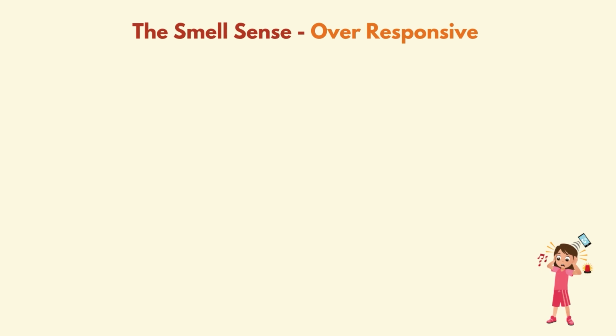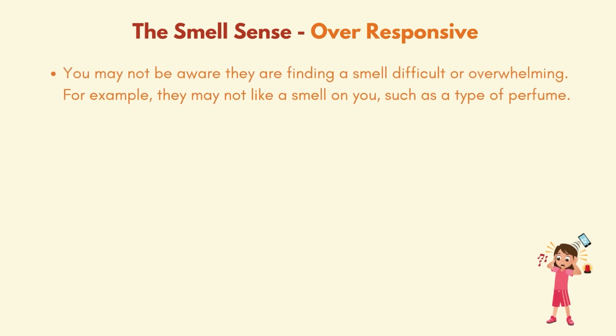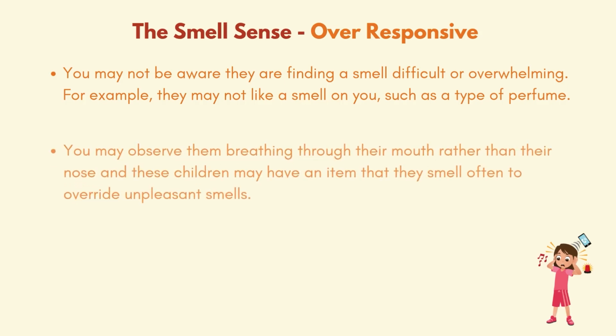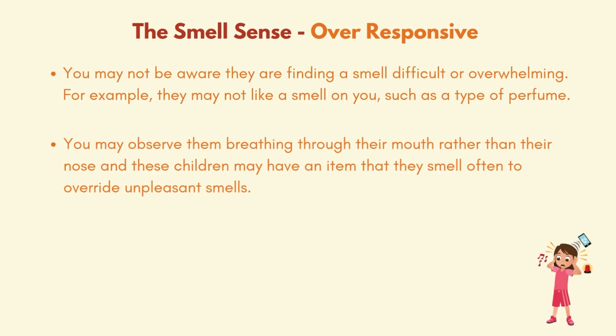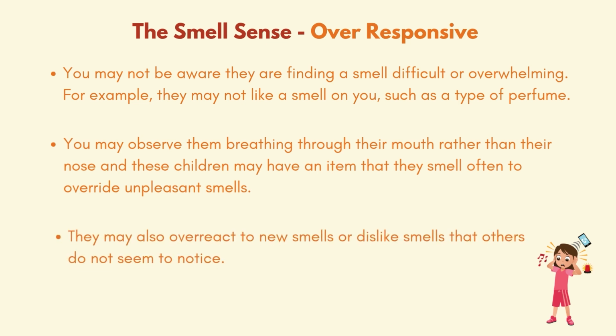Over-responsive. In over-responsive children, you may not be aware that you are finding a smell difficult or overwhelming. For example, they may not like a smell on you, such as a type of perfume, and this can cause a flight, fight, freeze response in them. You may observe them breathing through their mouth rather than their nose. And similar to taste sensation, these children may have an item that they smell often to override unpleasant smells. They may also overreact to new smells or dislike strong smells that others do not seem to notice.